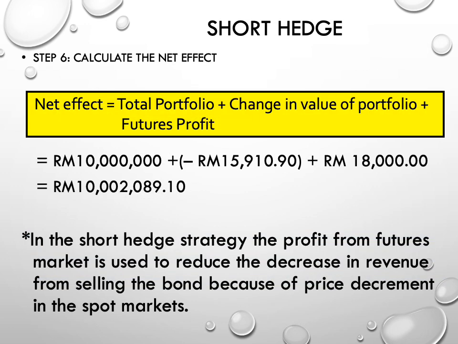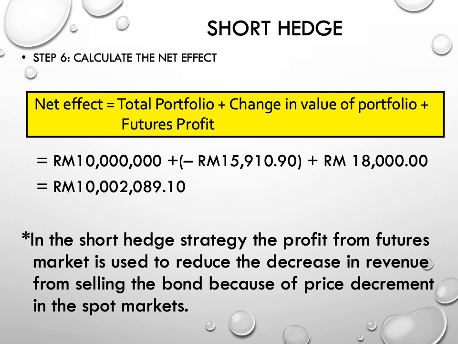Step number 6, you need to calculate net effect. So formula for net effect, total portfolio plus change in value of portfolio plus futures profit or loss. You must put sign for cash inflow and cash outflow for each item in this formula. So total portfolio is 10 million. So 10 million here is cash inflow. I put positive sign here. Cash inflow because you sell bond 10 million, so you receive money 10 million. Change in value here is negative 15,910 ringgit 90 cents. So this is cash outflow, decrease in revenue of selling bond.